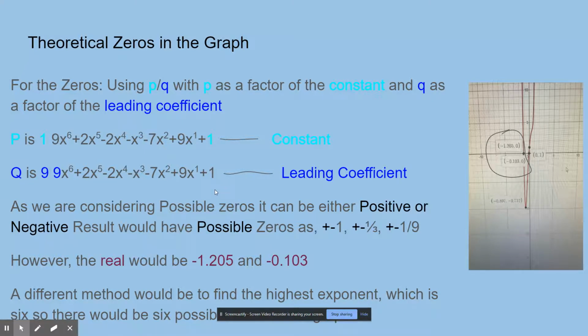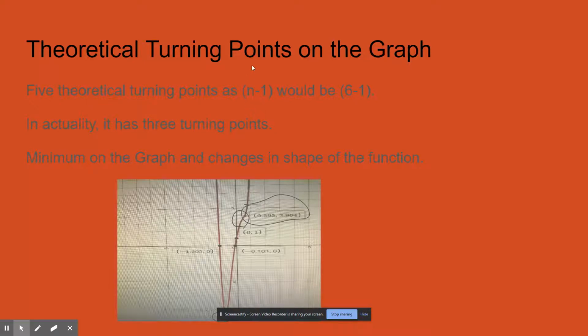A different method would be to find the highest exponent, which would be 6. So there are 6 possible theoretical zeros in the graph. Theoretical turning points on the graph. There would be 5 theoretical turning points, as using the formula n minus 1 and plugging in 6 for it would be 6 minus 1, giving 5. In actuality, it only is 3.